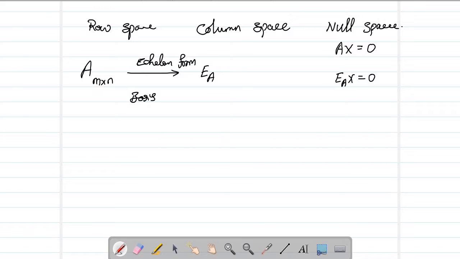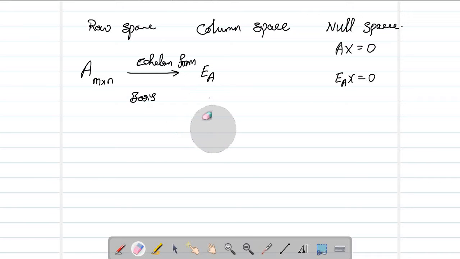Okay. And given a matrix, we can find the rank of a matrix with the help of this reduced echelon form. After getting the echelon form, you just count the number of non-zero rows in that echelon form. That will tell you the rank of that matrix, which is nothing but the dimension of the row space. And of course today we are going to see that the dimension of the row space is the same as the dimension of the column space. We are going to see that result.